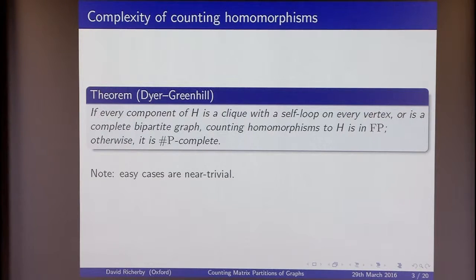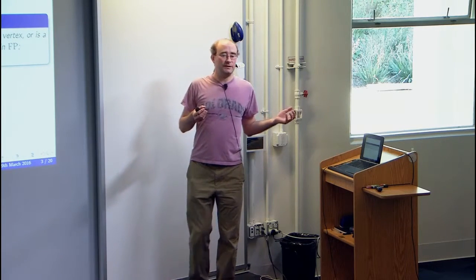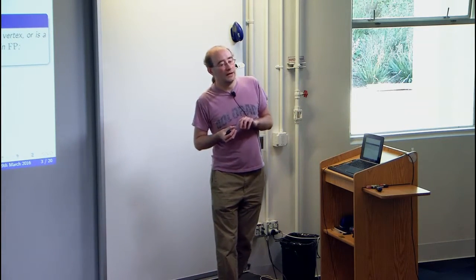Well, if every component of H is a clique with a self-loop on every vertex, then the problem becomes trivial. You can just map any vertex of G to any vertex of H, and all the edges that you could possibly need to be present are present, so you're allowed whatever edges you want in G.